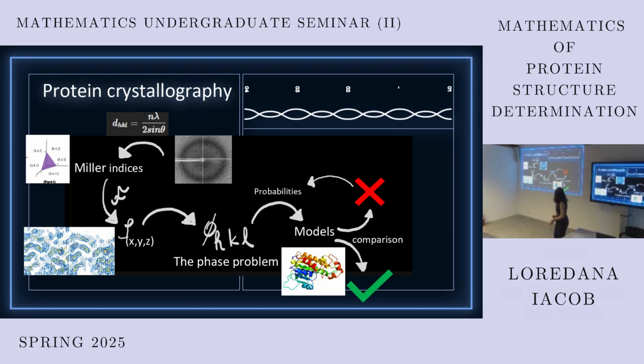We see the pattern that we have, and these peaks correspond to certain wavelengths. And we can use that data to determine the distance between the planes. And once we know the distance between the planes, we know basically the structure of the crystal, not of the protein, but the crystal that it forms. And that crystal corresponds to certain indices that we later use in our transformation.